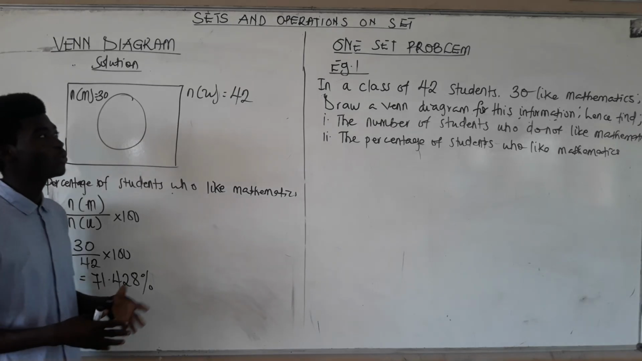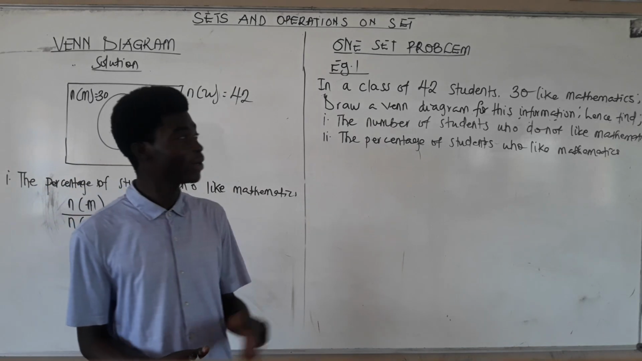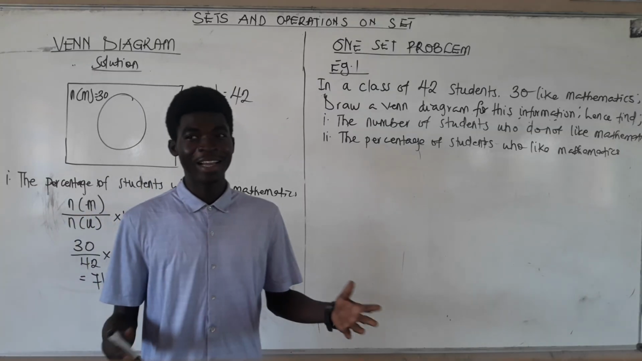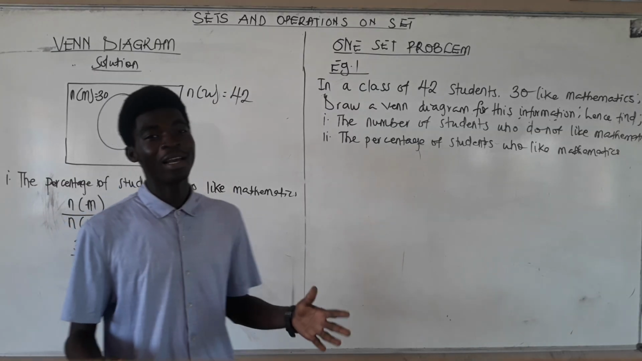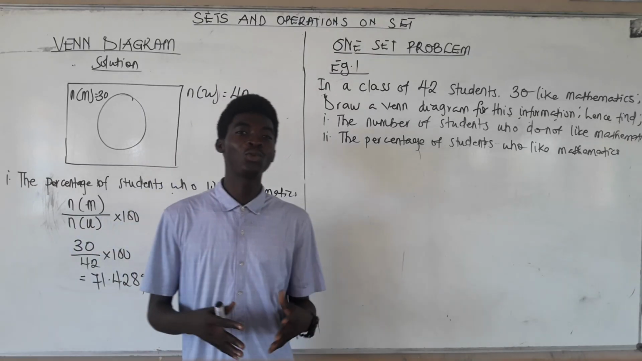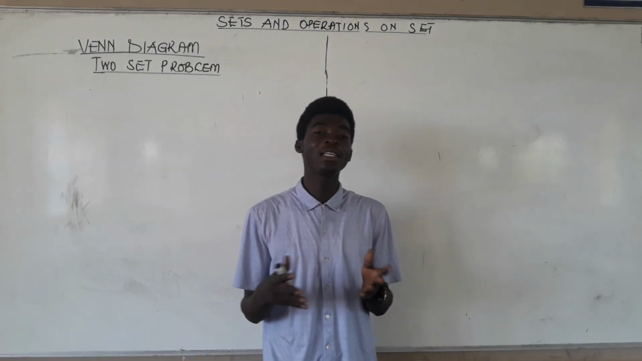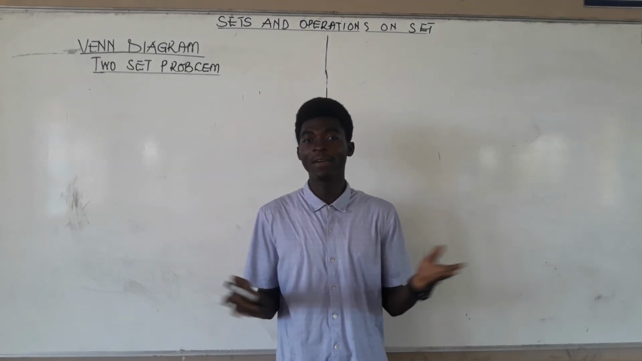So now we move on to the two set problem. I believe it is clear now. There is a one set problem, and it is very simple, and I believe you understand the one set problem now. So let's move on to the two set problem. The two set problem is where you've been given two sets. And how do you represent this in a Venn diagram?